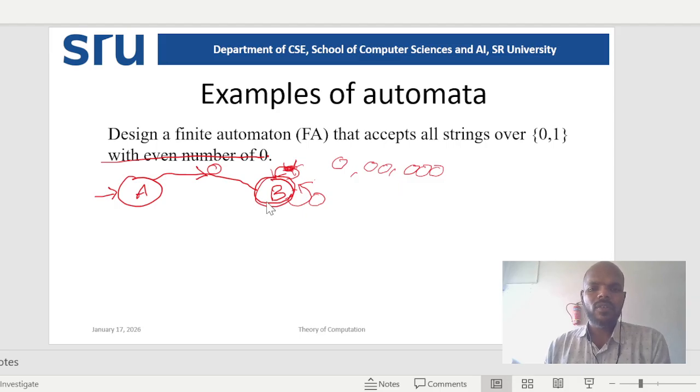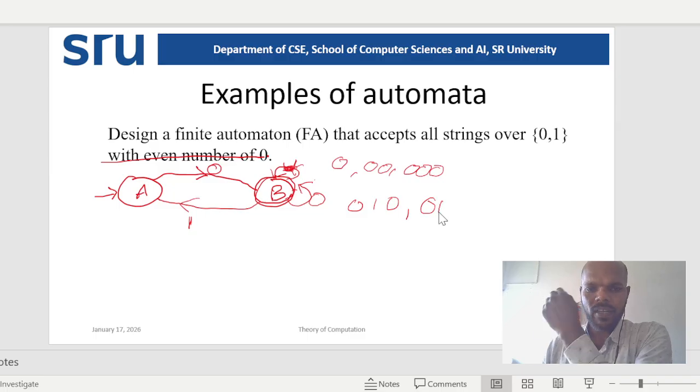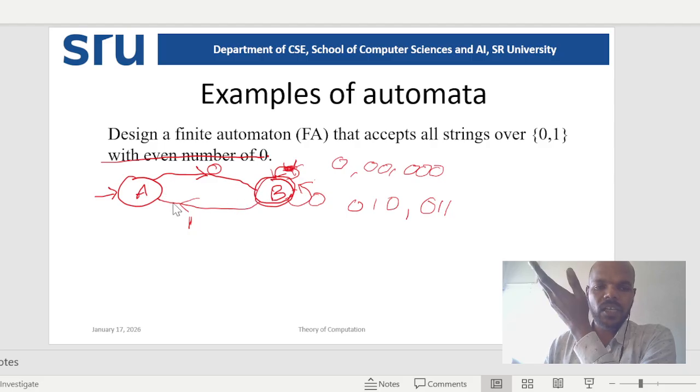Now what about 0 1 0? The string 0 1 0 should also get accepted. So in that case, what do we have to do? You put a transition over here with 1 as the input symbol. Now check: 0 is accepted, 1 0 is accepted, 1 0 0 is accepted, right. Now take one more input, 0 1 1. Check it: for 0 1 1 there is no such transition. So 0 1 1 is not accepted.